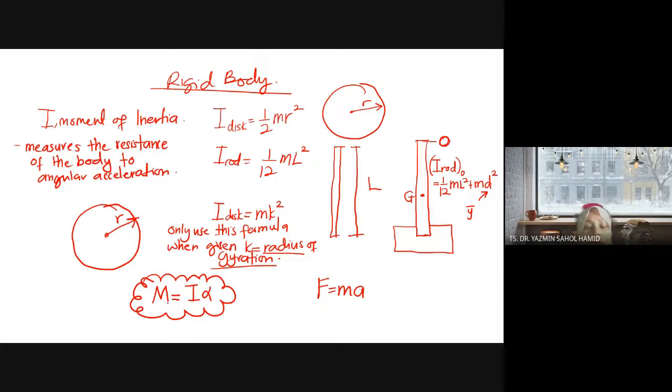Basically, this formula M equals I alpha measures the resistance of the body due to angular acceleration. What about F equals MA, which is Newton's second law? It measures the resistance also, but due to acceleration, whereas the moment measures the resistance due to angular acceleration. Alright, so at least you are clear about this part.